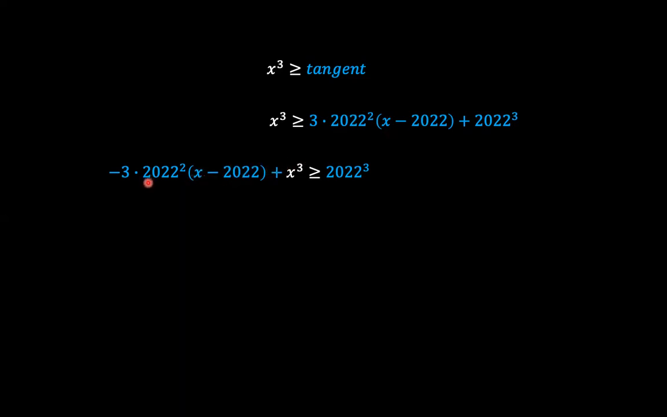And so we have negative 3 times 2022 squared times x minus 2022 plus x to the power 3 being greater than 2022 cubed. So we could take x cubed to the other side. And so essentially, negative 3 times 2022 squared times x minus 2022 is greater than 2022 cubed minus x cubed. And this is a very interesting thing that we need to pay attention to.